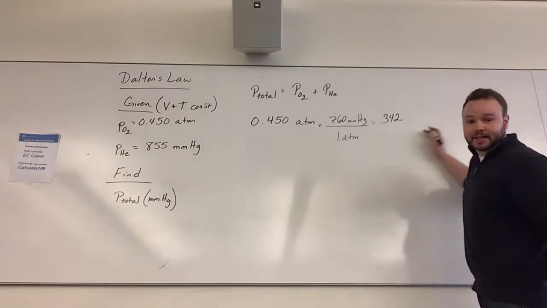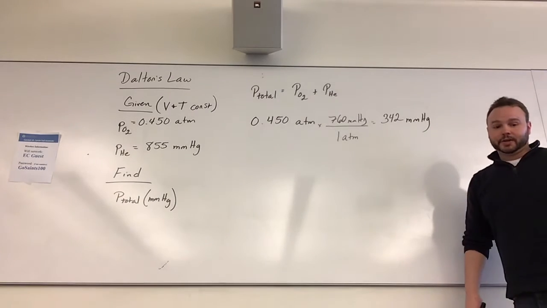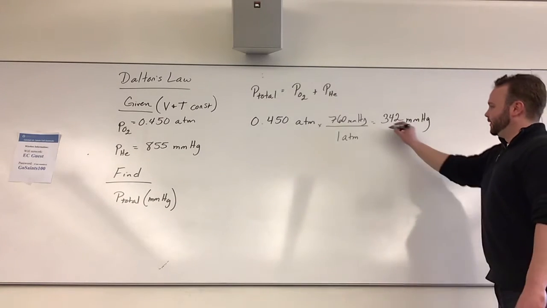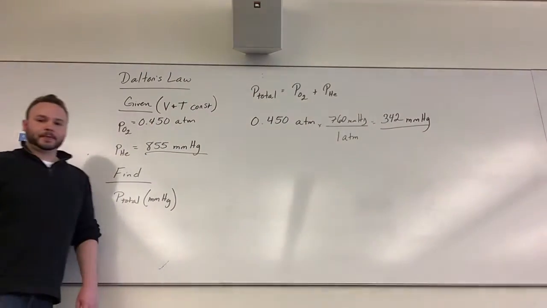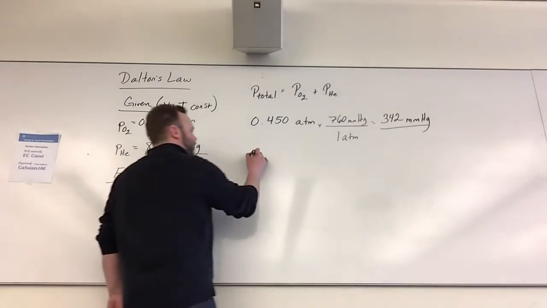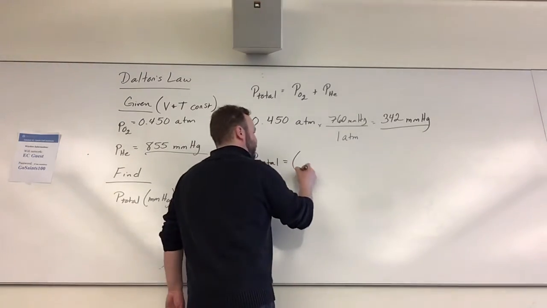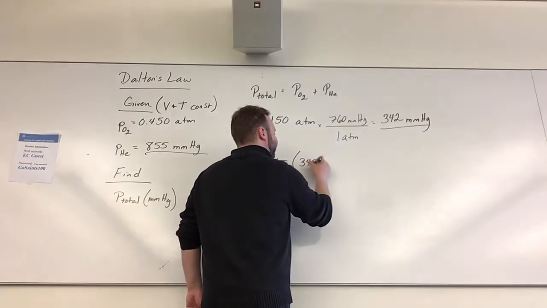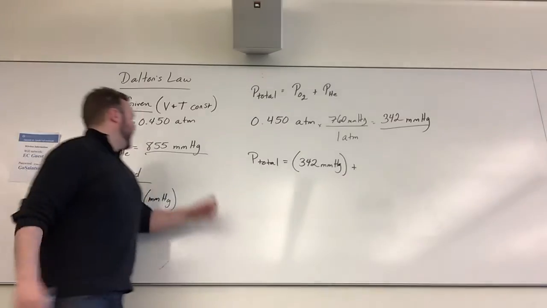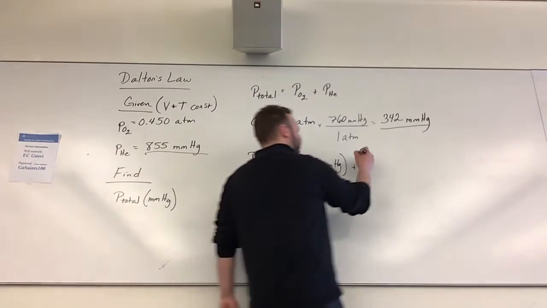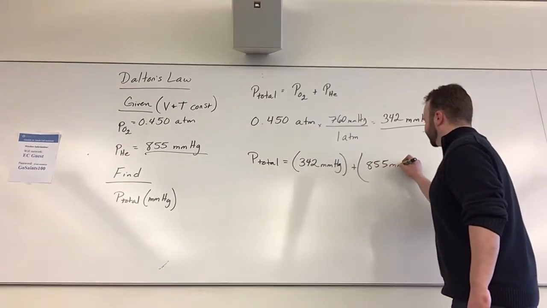and I'm running out of space on the board, I think. Oh, I can fit it. Millimeters of mercury. So take a look here. There's my PO2. There's my PHe. I'm good to add them together. So my P total, my PO2, is my oxygen, so 342 millimeters of mercury. I can add that now to my partial pressure of helium, which is 855 millimeters of mercury.